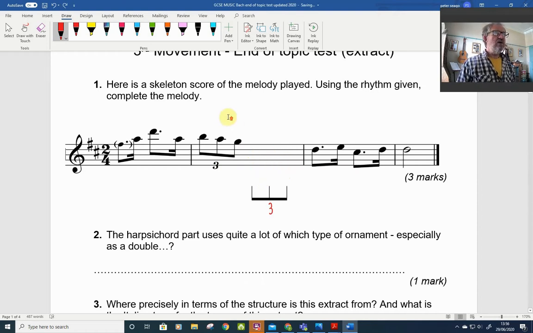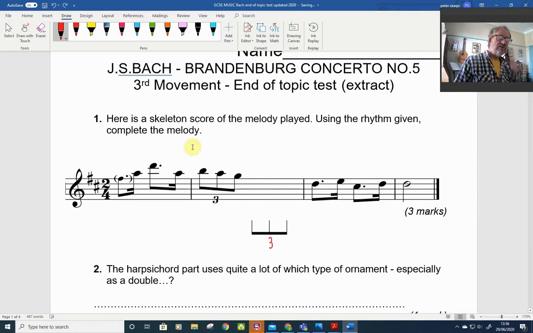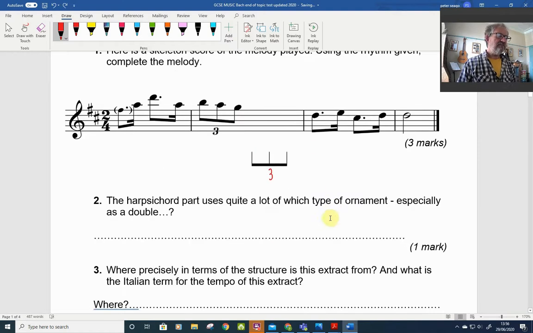So question 1, we're now going to go through the whole test. Question 1 is music from the Bach. It's the main theme that you will have heard many times by now, and I want you to work out what the missing notes are here. Obviously, you could cheat easily by looking at the score, but please don't do that. Have a listen and see if you can work them out by ear.